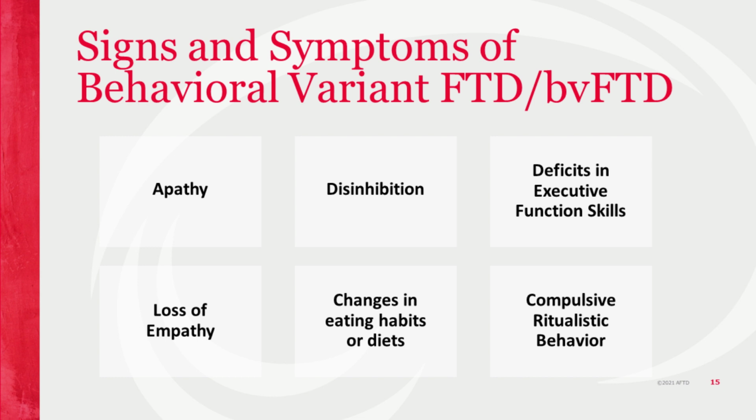Apathy is one of the more common first symptoms that we see in behavioral variant FTD. It occurs in about 50% of cases, and it's very difficult for families to distinguish between depression or other issues that might be occurring in middle age. And so very often, one of the most common misdiagnoses of FTD is actually depression.